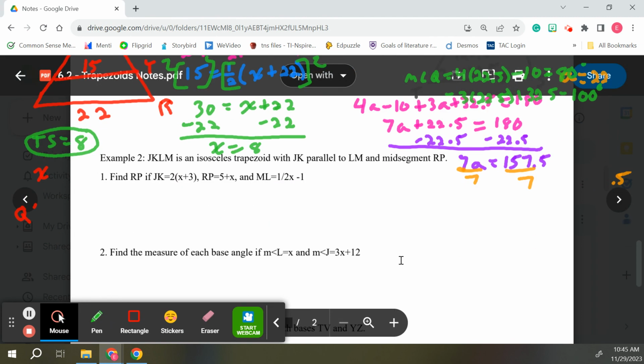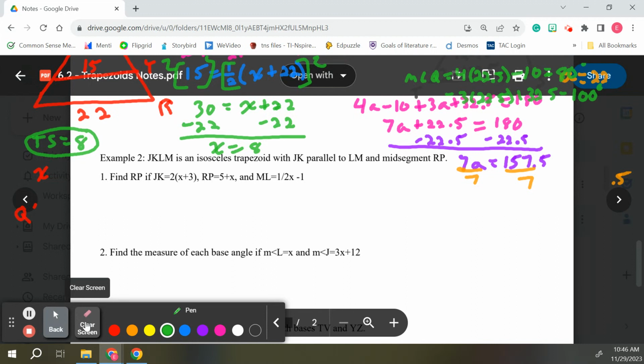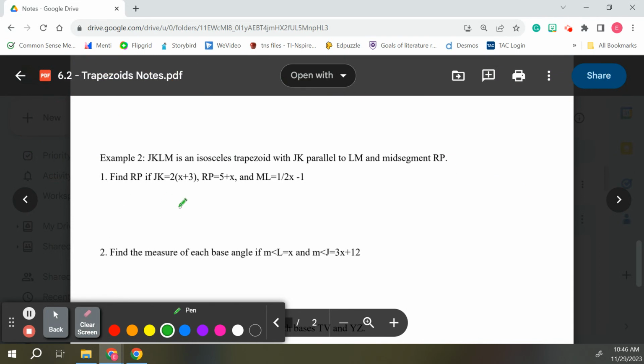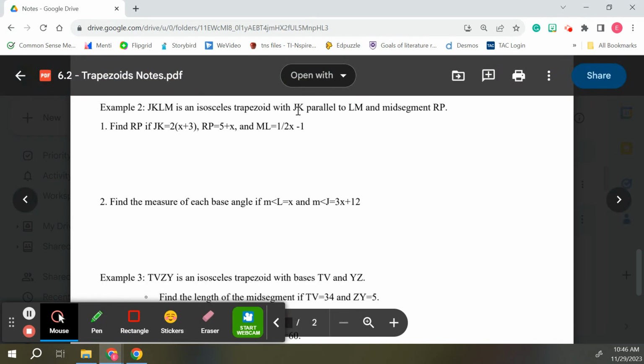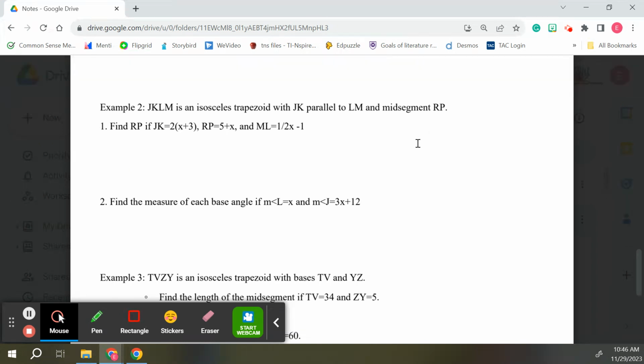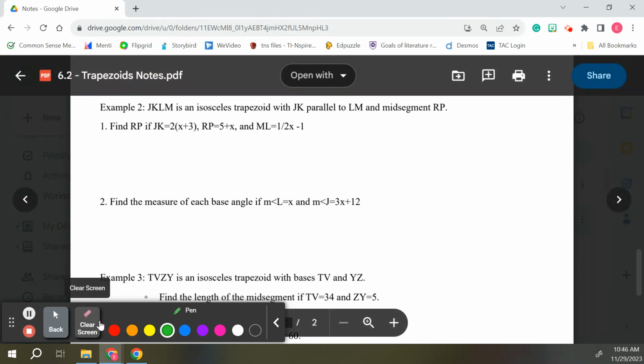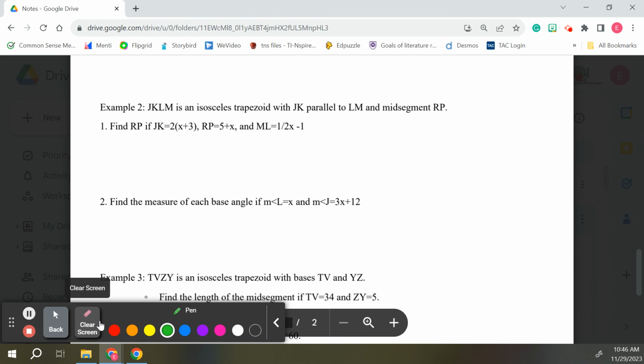All right. So example 2, it says JKLM is an isosceles trapezoid with JK parallel to LM and mid-segment RP. So again, I'm going to draw that. So here, I'm just going to kind of draw it off to the side. Here is my trapezoid. Here's my mid-segment. We're calling this JKLM.